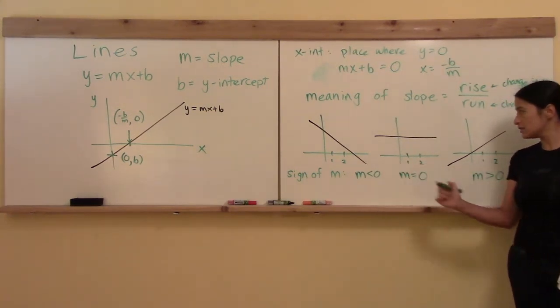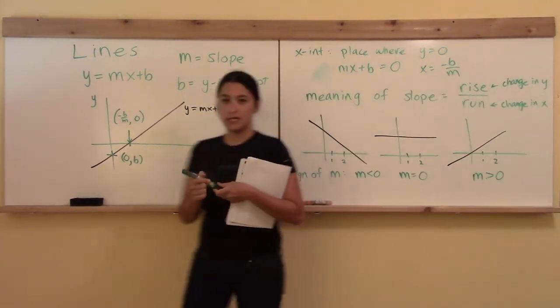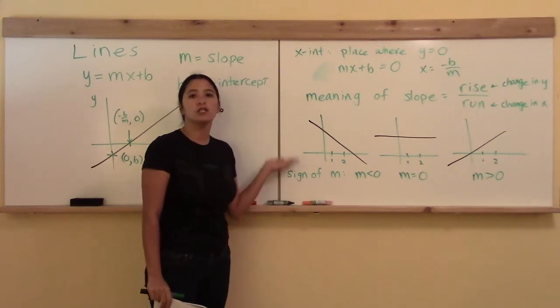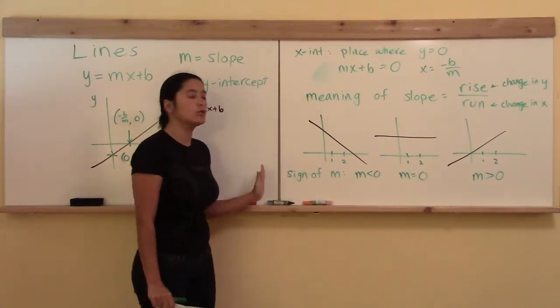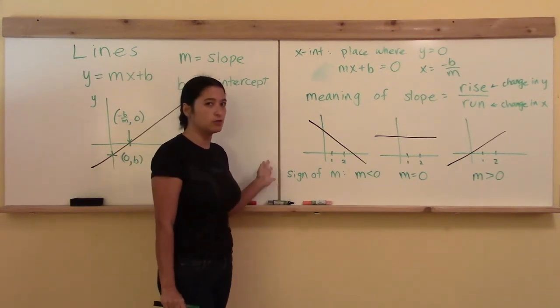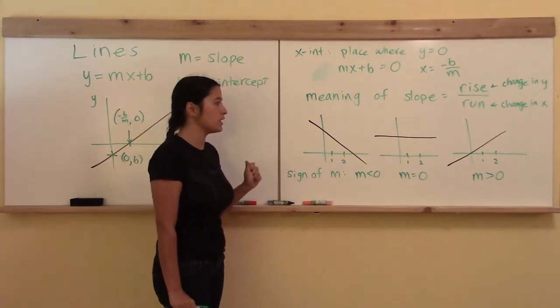Okay, so take a look at these three lines here, and make sure that you can at least recognize the sign of the slope just from the way that the line looks. That way, if you're calculating it later, you can check your work. At least you know you're on the right track if you can visualize the correct sign.